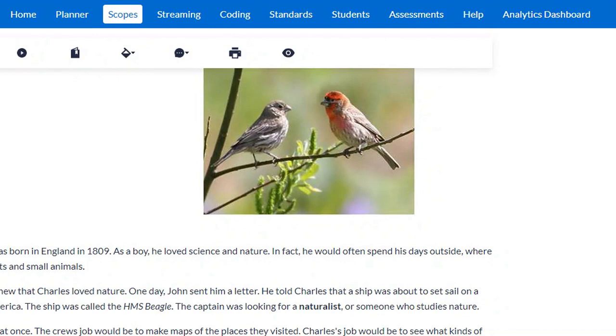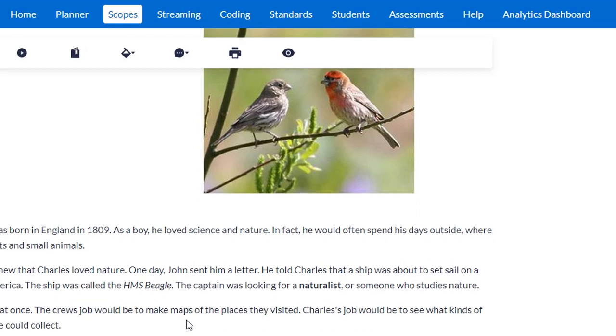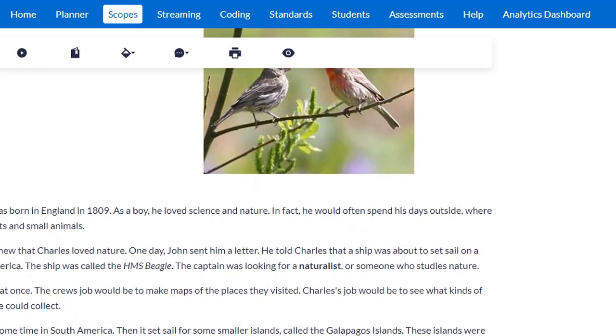He told Charles that a ship was about to set sail on a journey to South America. The ship was called the HMS Beagle. The captain was looking for a naturalist, or someone who studies nature. Charles signed up at once.